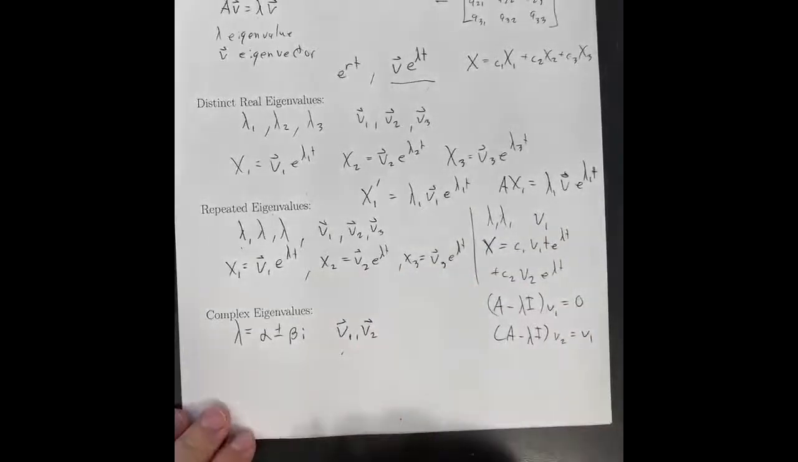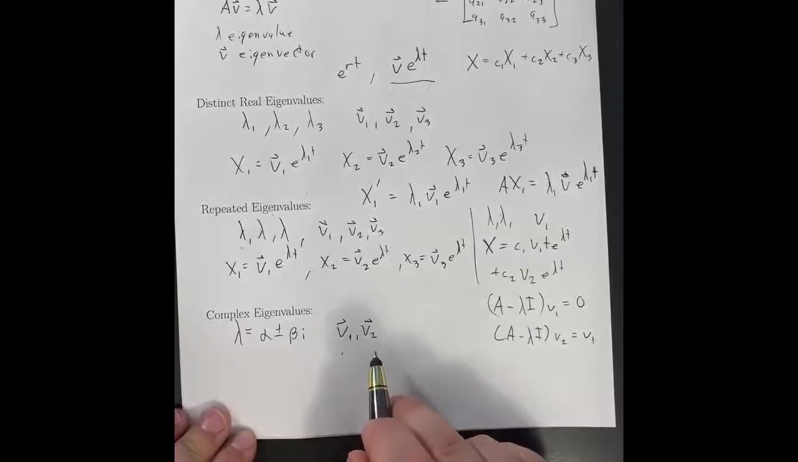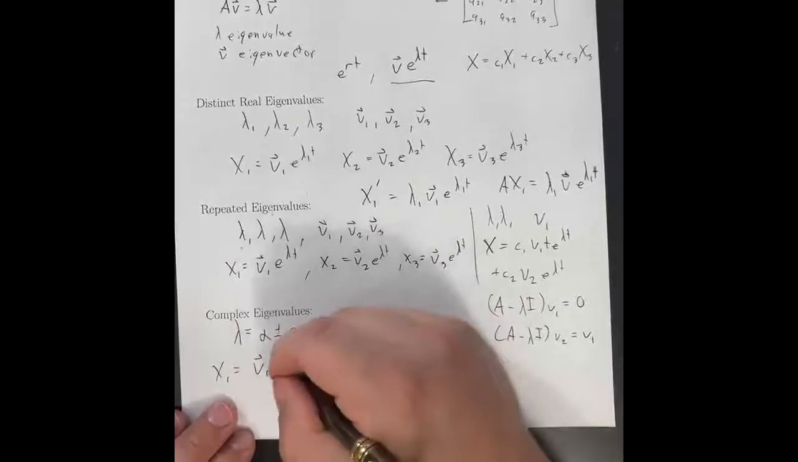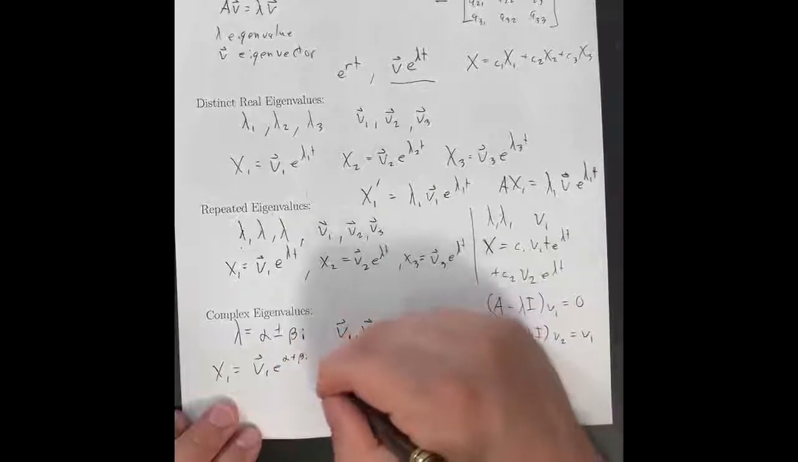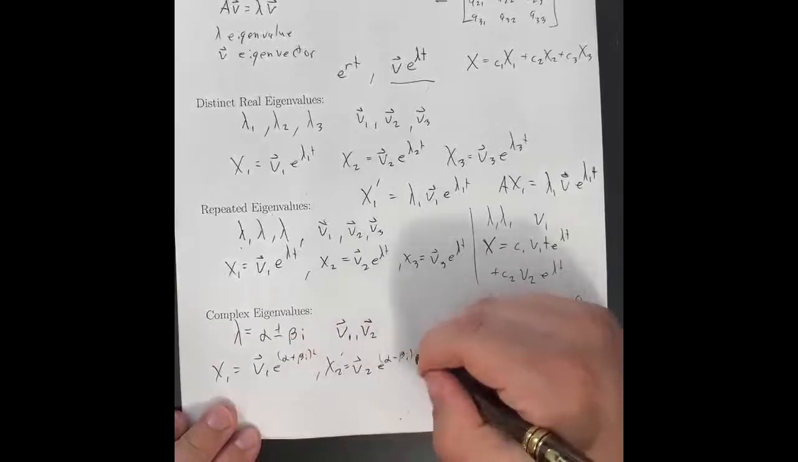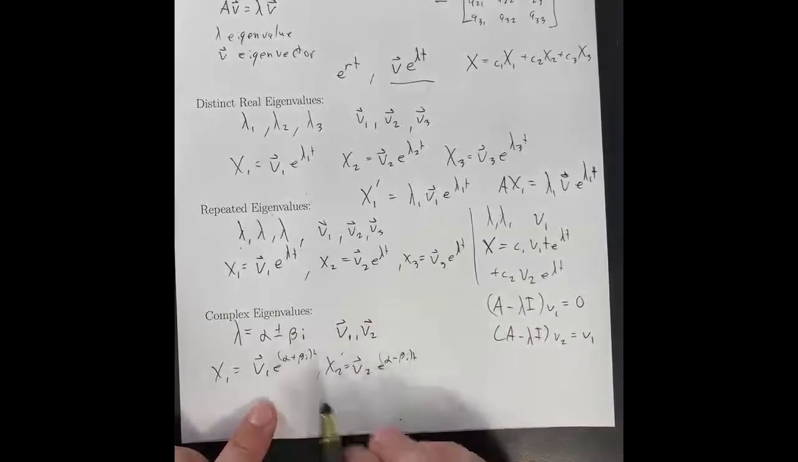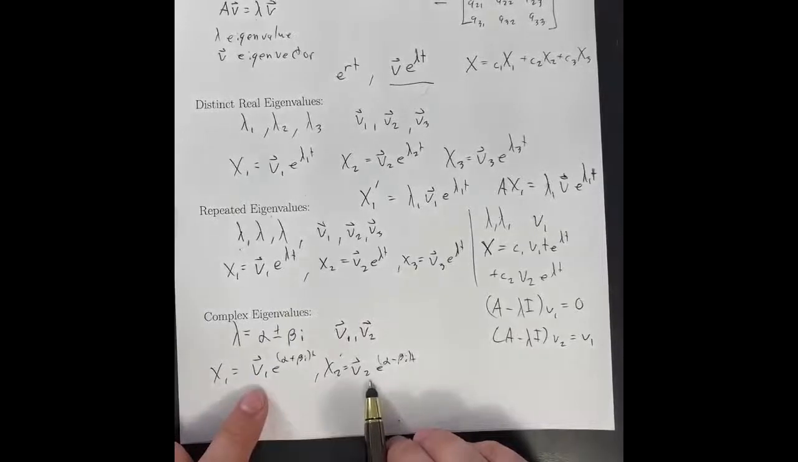It's true that the solution could be written with V1 and V2, and since the eigenvalue is complex, these V1 and V2 also have complex values. So the solutions could be written as V1 e to the (alpha plus beta i) t and V2 e to the (alpha minus beta i) t. These are solutions, but they're complex solutions. We have a complex value in the exponential, and these V1s and V2s have complex numbers in them. So these are complex solutions to the linear system.